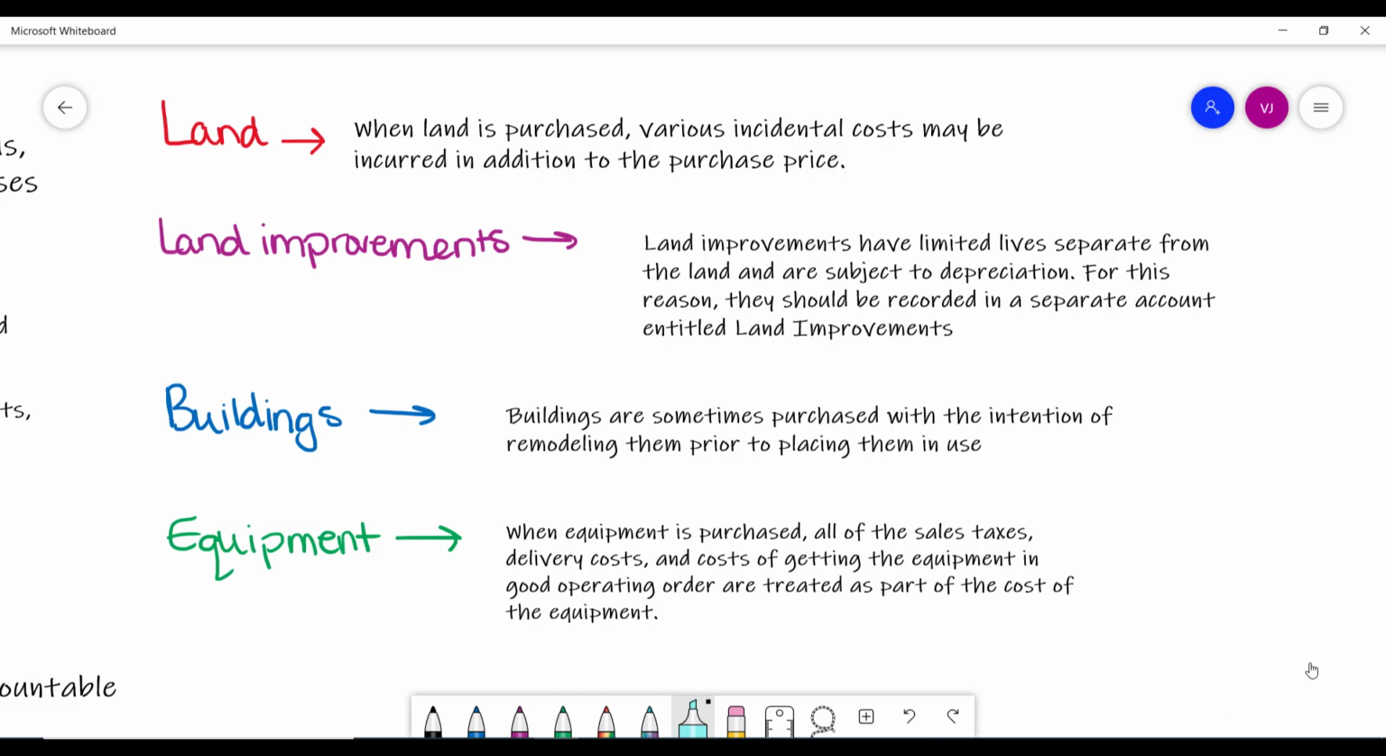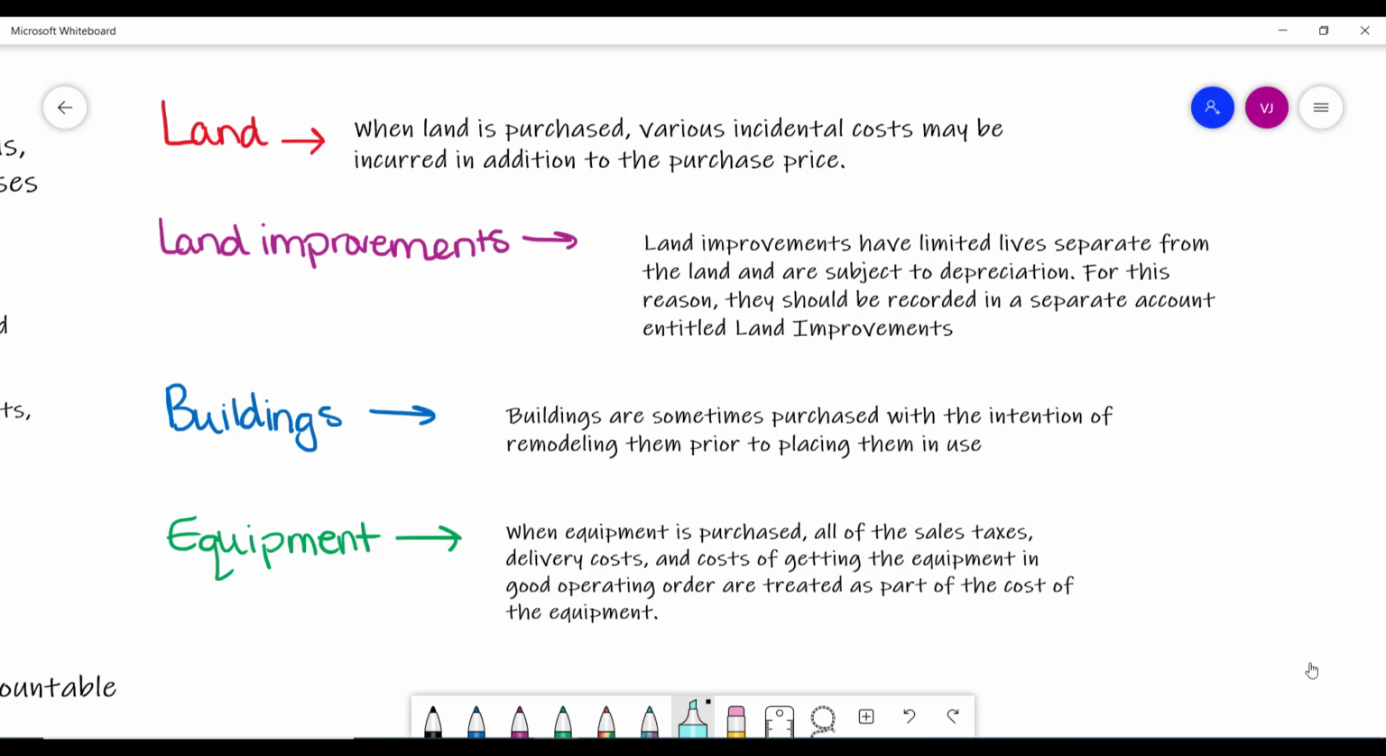Now, land improvements, which means actually making improvements to the land purchase, are kept separate from the actual land that is improved. So land improvements have limited lives, separate from land. So it's kept in a completely separate account and also subject to depreciation like buildings and equipment. But land itself is not depreciable, but land improvements are. So that's anything that's added to the land to improve it. So if you were to, let's say, add some structures to the land, for example, that would be subject to depreciation, where the land itself, however, is not subject to depreciation. So we have a separate account for land improvements that would be shown on the books.